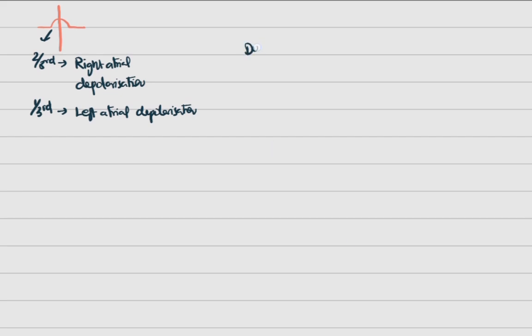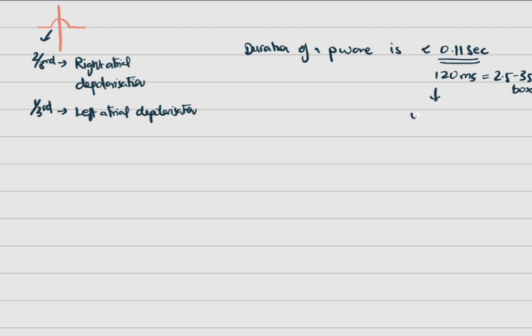So the normal duration of a P wave is less than 0.11 second. If it is more than 0.11 second or 120 millisecond, which is equal to 2.5 to 3 small boxes, then it's called a wide P wave.